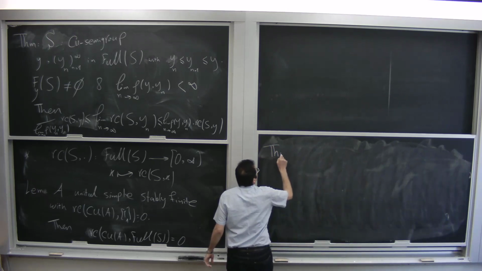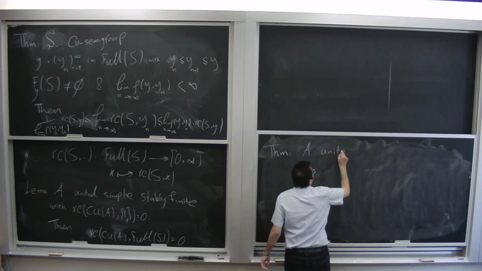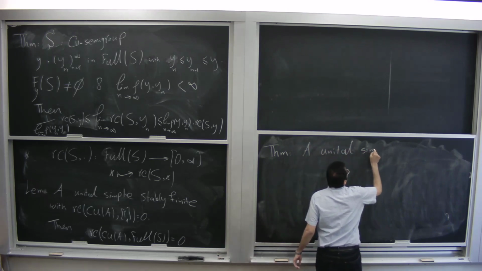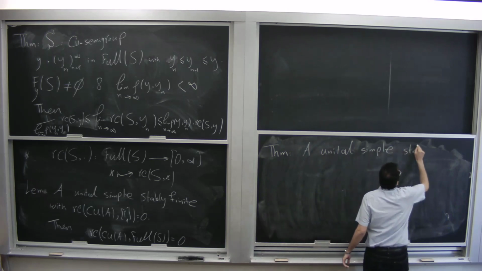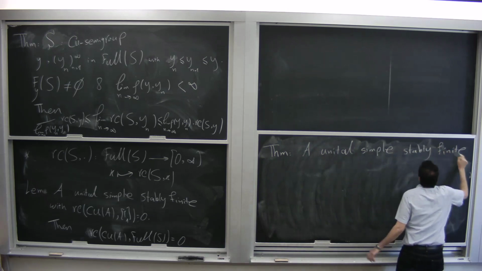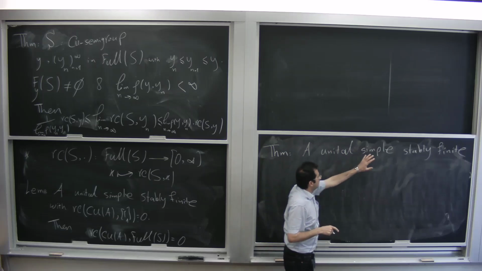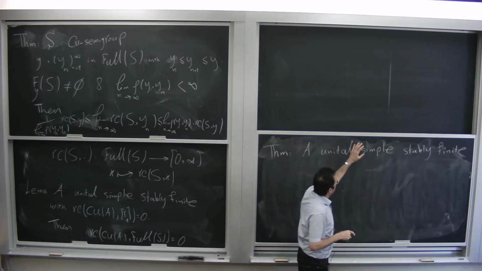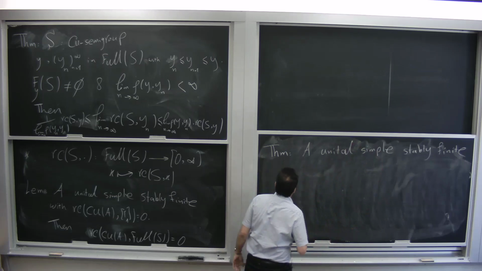Theorem. A is again unital, simple, stably finite. I don't need simplicity here because I proved this theorem for non-simple C*-algebras as well, but I just want to stick with simple for now.